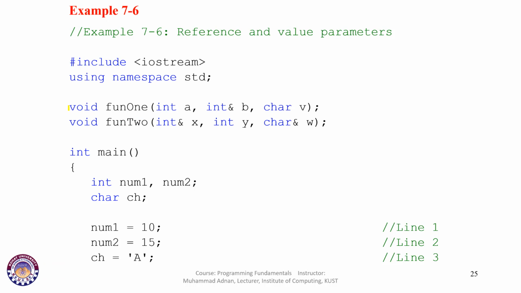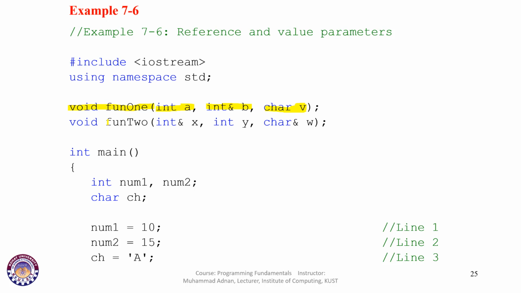So we have function 1, and this is accepting a simple variable. So a copy of the variable will be copied to the variable a, and then we are using a reference parameter or reference variable. Here b will store the address of the variable which is passing an address to the b variable, and we have another variable called v.